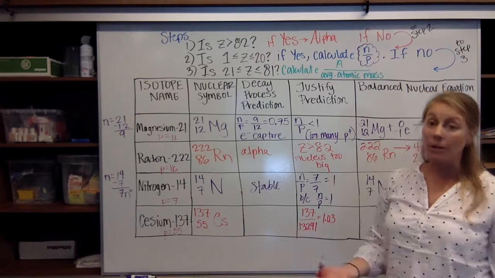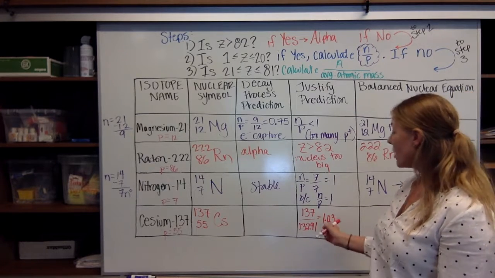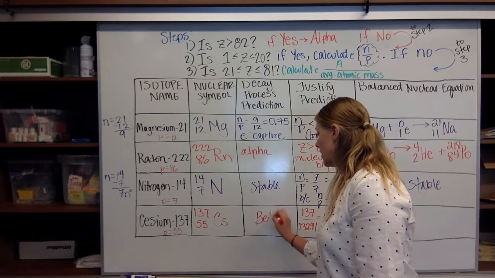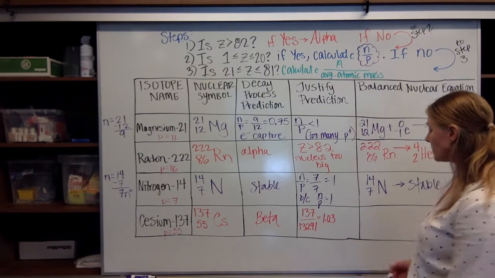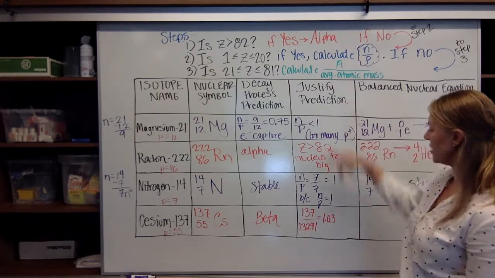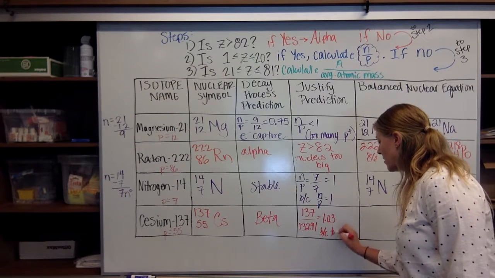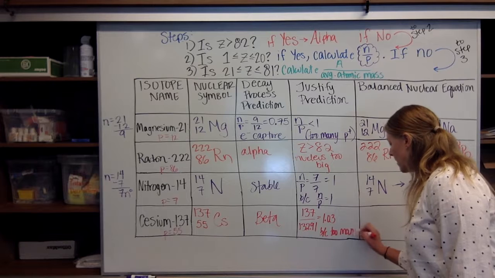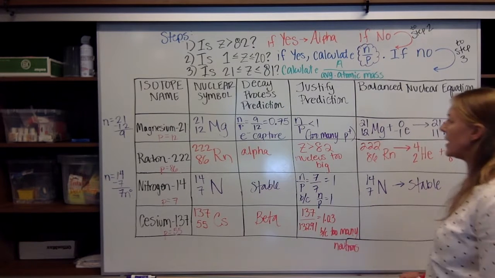Okay? A little bit bigger than 1. Not much, but it's a little bit bigger than 1. So we're going to predict here beta decay because it's a little bit bigger than 1. So our justification, here's the math for our justification, because too many neutrons here. Too many neutrons.